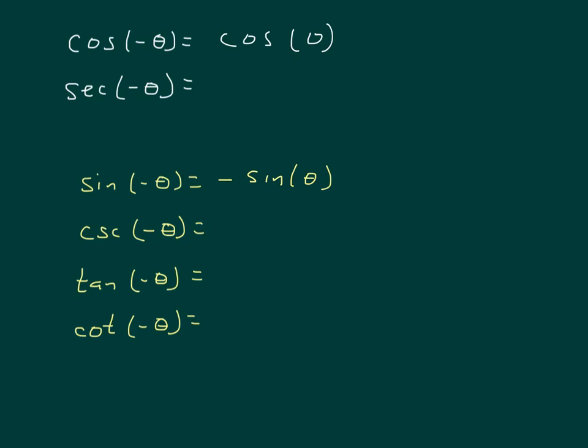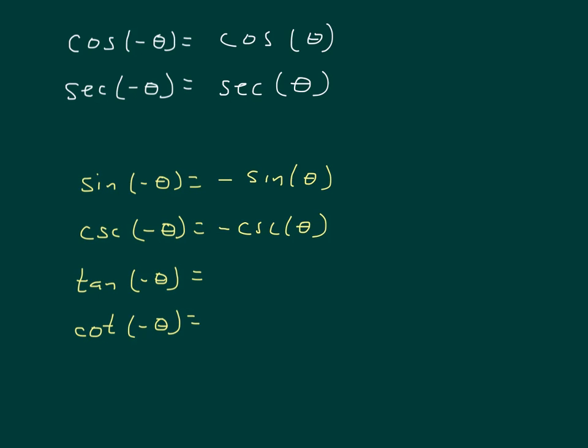Now, because secant is the reciprocal of cosine, it shouldn't be any surprise that secant is also an even function. And so I would have that the secant of negative theta is also equal to the secant of theta as well. And the same can be true with cosecant. We know cosecant is the reciprocal of sine, and since sine is an odd function, I know that cosecant is also an odd function. So cosecant of negative theta is going to be negative cosecant of theta.